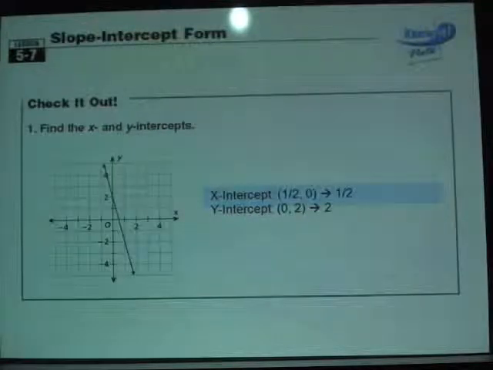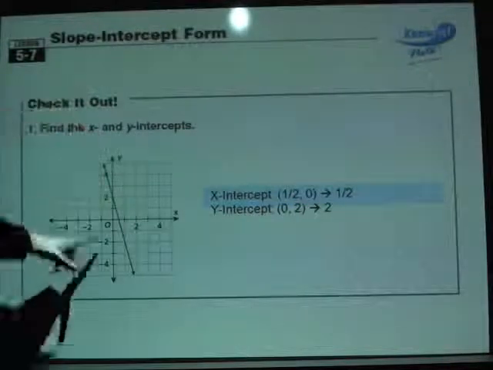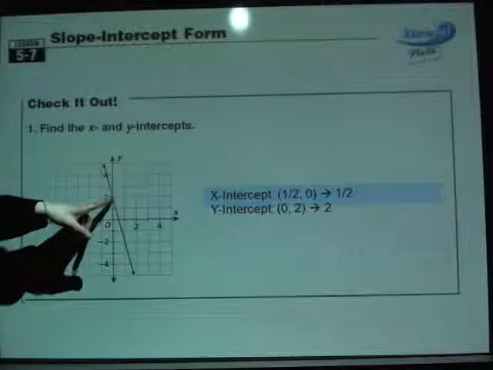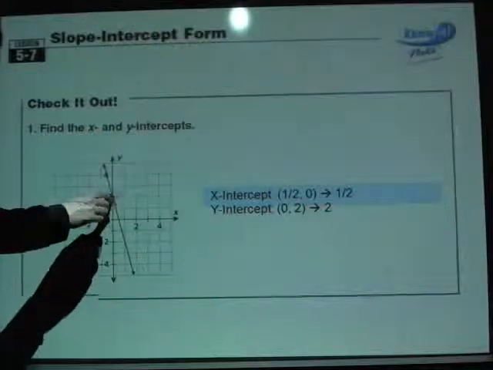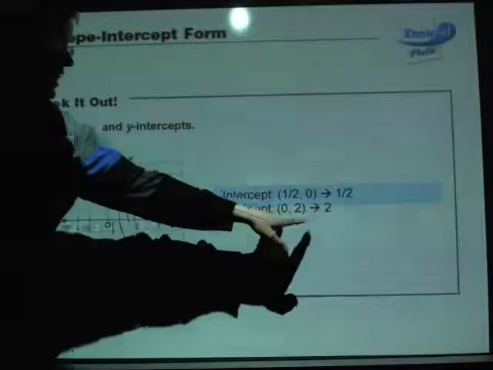All right, last one here, they're asking me to find the x and the y-intercepts of the graph you see on the screen. Now, the y-intercept is probably the one that's easiest to do here. Where does this graph go across the y-axis? Well, it goes across the y-axis right here at 2. So my y-intercept is 2, which is what you can see I've written right here.